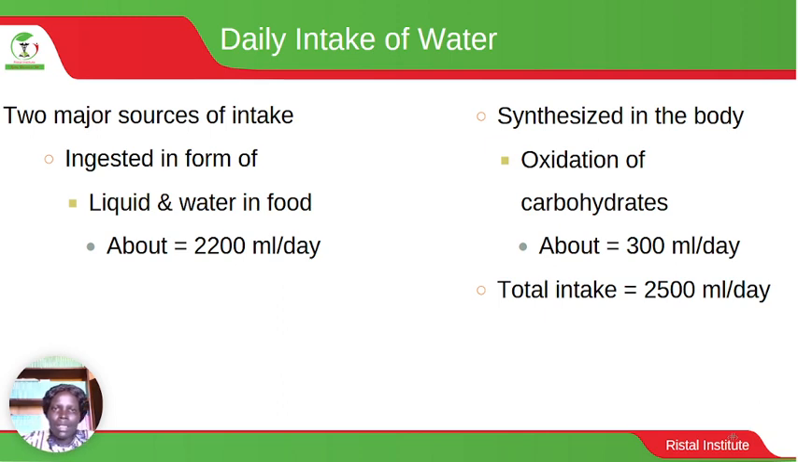Then the other way is water synthesized in the body. In this case, we are looking at the oxidation of carbohydrates. The breakdown of carbohydrates, or what we say oxidation of carbohydrates, can yield about 300 milliliters of water per day into our body. So the total intake of water, the one that we ingest and the one produced from oxidation of carbohydrates, can be up to 2,500 milliliters per day.